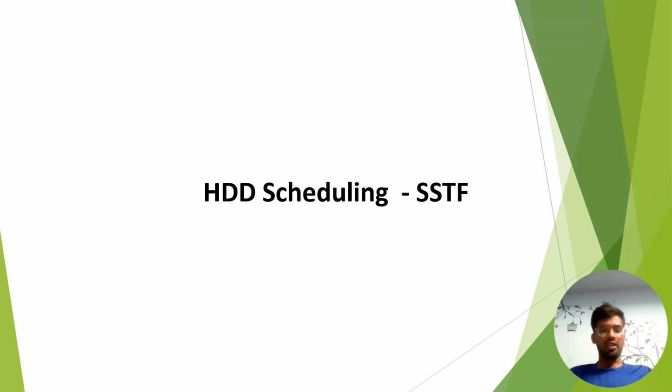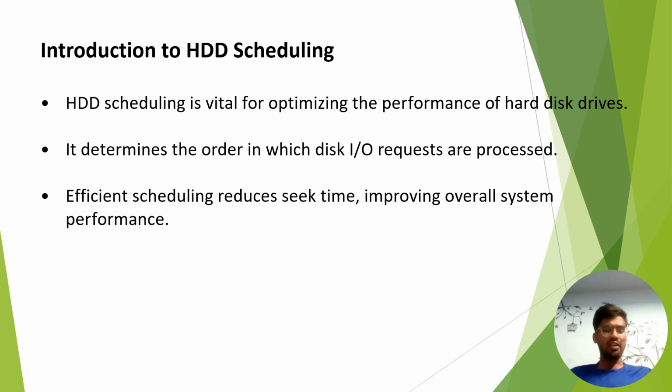Let's come to the topic, HDD scheduling. There are six types of scheduling: FCFS, SSTF, C-SCAN, SCAN, LOOK, C-LOOK. Let us explain HDD scheduling. Let's discuss briefly what seek time is, what it tells, and what it defines.